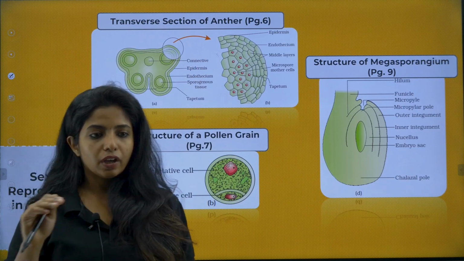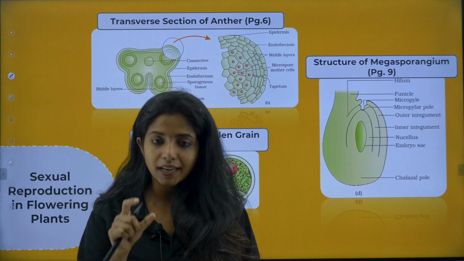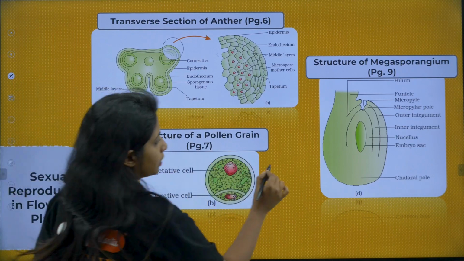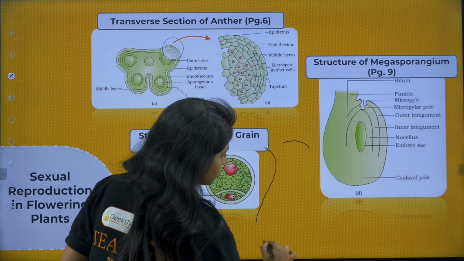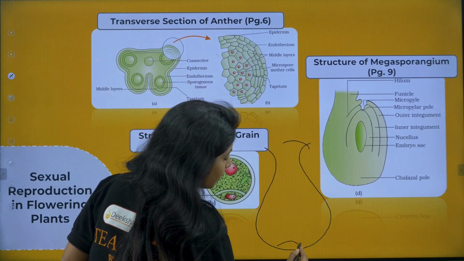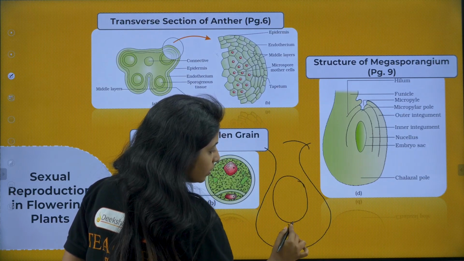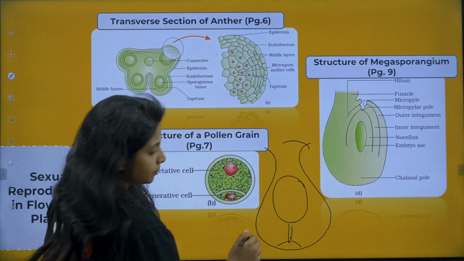Okay, and then you have the placenta in the ovarian cavity. So it looks something like this. I'll just make it and show it to you if at all you're confused. Suppose this is the ovary. So over here you have the placenta. The placenta is attached to the ovule like this with the help of a structure that is known as funicle.